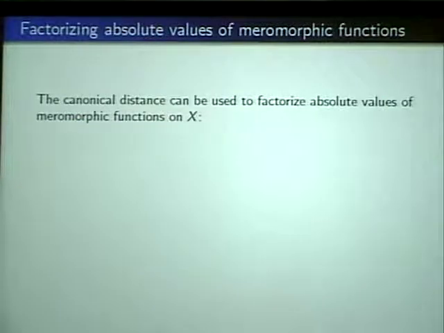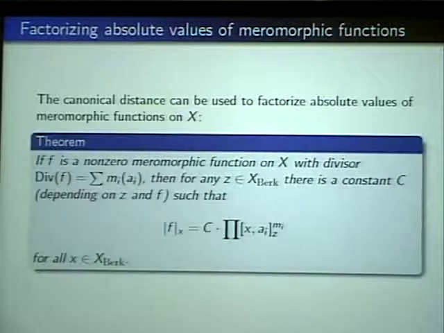So in fact, what you can do with this canonical distance is factorize absolute values of meromorphic functions. If I have a meromorphic function f, whose divisor is the sum of m_i a_i, then just pick any z that you like, and the absolute value of f at any point of Berkovich space just factors as the product of these things.